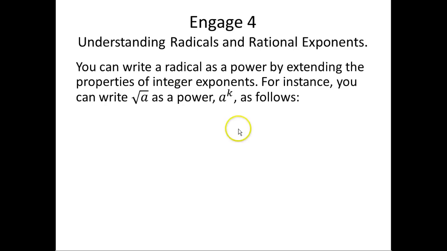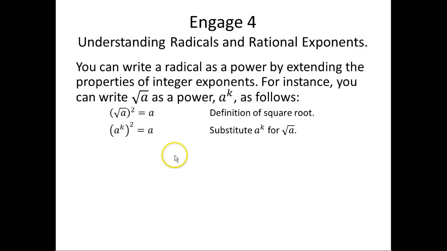You can write a radical as a power by extending the properties of integer exponents. For instance, let's say I wanted to write the square root of a as some power of a. We can do it as follows. Notice that the square root of a, squared, will be a, because that is what the definition of square root is anyway. Also, since I would like to write the square root of a as a to the k, I'm just going to substitute that in here so I can figure out what k has to be in order for this to make sense.